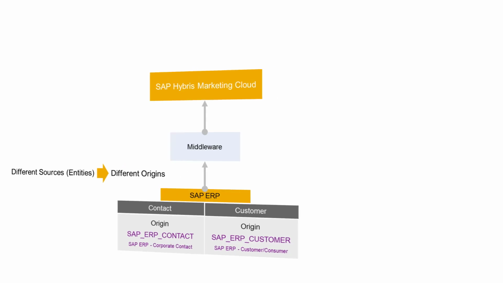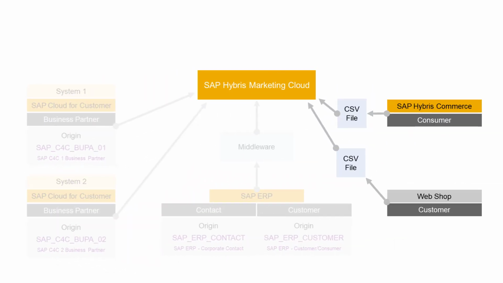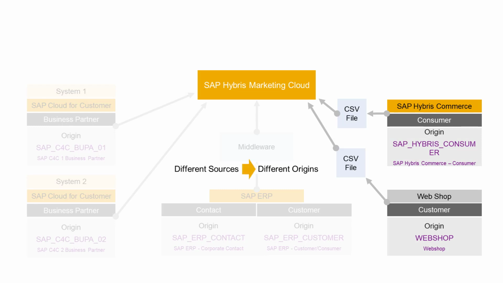A last example. You want to import contact data from two web shops using CSV upload. As you may expect by now, two different sources. That means you need to configure two different origins.